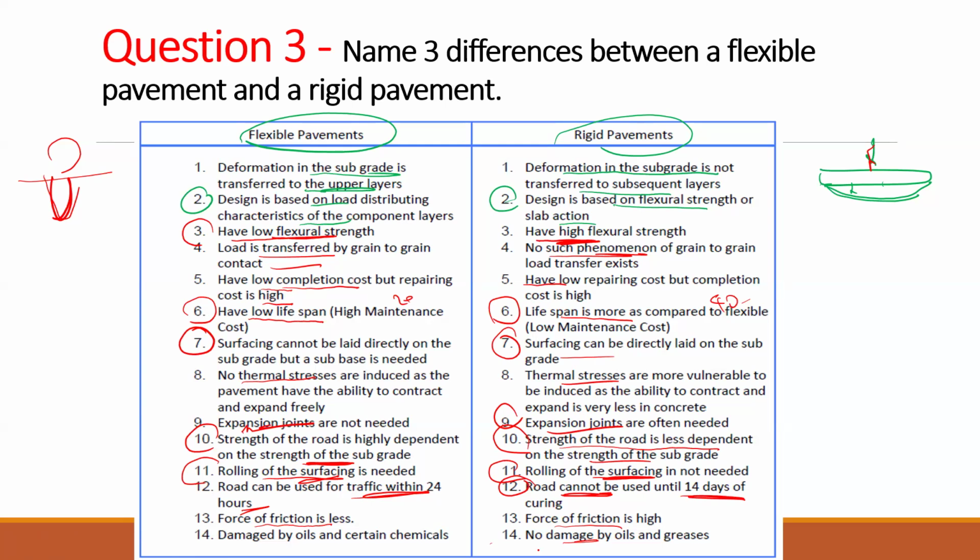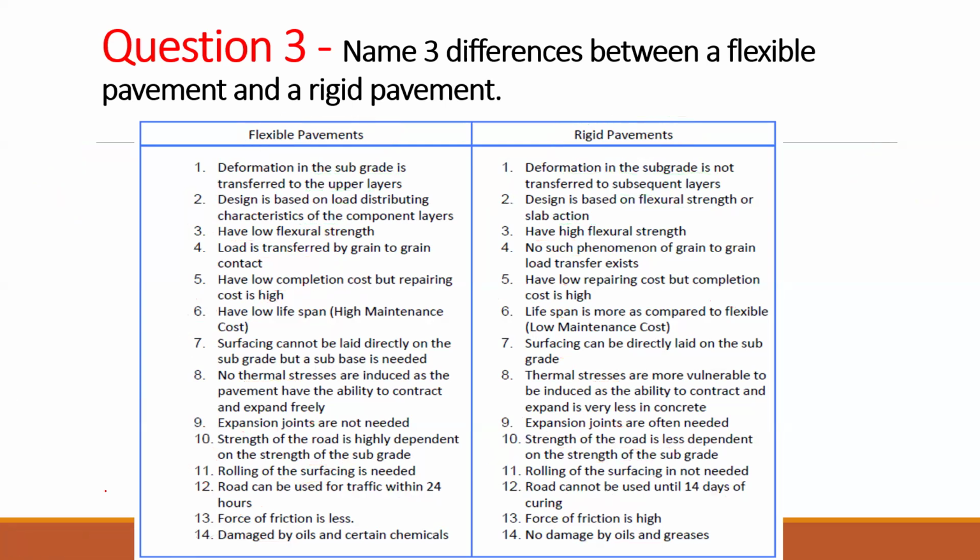Are we all good? So you just need to write 3 things. There are many other things here. So when you understand the differences, you don't have to remember them. It will eventually come if there is a question. Any question? No?